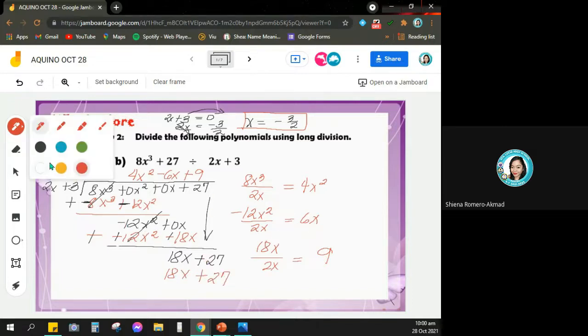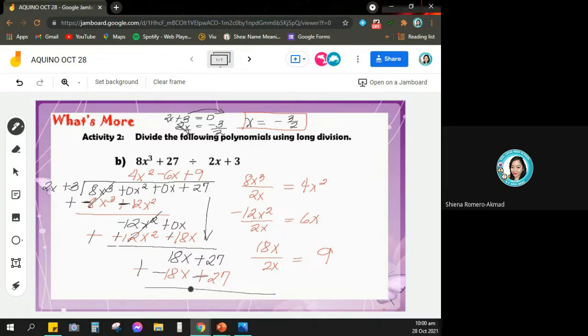Now, we have to change the sign. Minus, diba? Change the sign. Proceed to addition. So, this will be 0, 0. So, ano yung magiging final answer natin? Our final answer is 4x squared minus 6x plus 9. Okay? Burahin ko na siya. Proceed naman tayo sa synthetic.